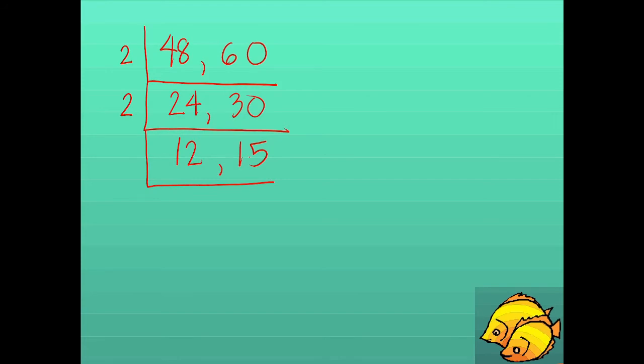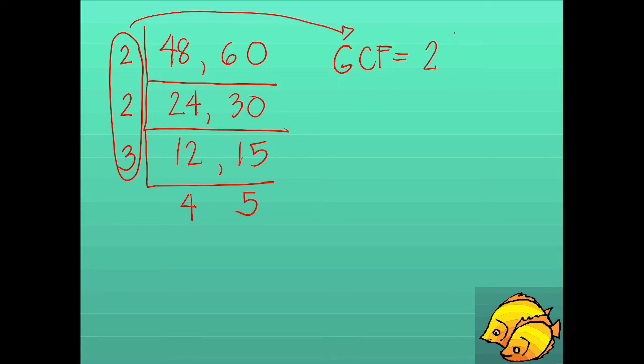Can I divide 12 and 15 by 3? Yes. 12 divided by 3 is 4. 15 divided by 3 is 5. Okay. Now, is there any common factor of 4 and 5? None. Okay. To get the GCF, it's so simple. I just multiply the 2, the 2, and the 3. So I'm gonna multiply 2 times 2 times 3. How much is that?